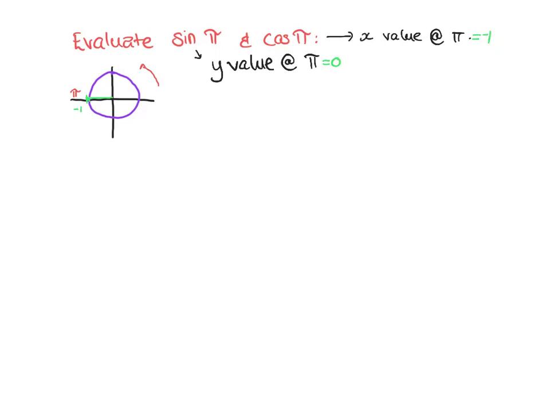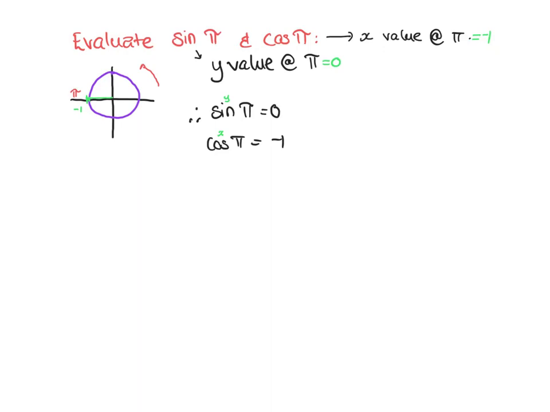Okay, so you can see we could summarize. Therefore, if you're asked to find sine at pi, you know that's what the y value is at that point. So we're going to say 0, and cosine at pi equals -1. Just remember that the sine is what the y is at the point, and cosine is what the x is at the point.